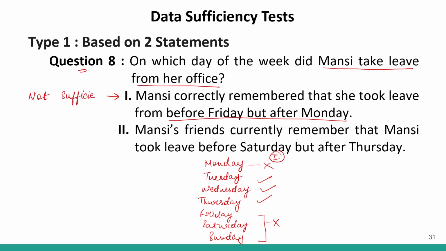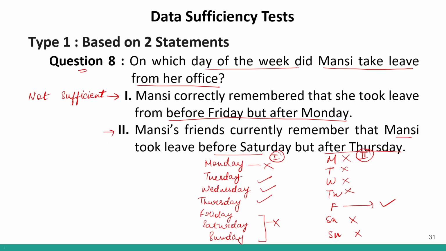Clear? Now, let us look at statement number 2. So again, Monday, Tuesday, Wednesday, Thursday, Friday, Saturday and Sunday. Statement 2 says that Mansi's friends currently remember that Mansi took leave before Saturday. So that means not on Saturday and Sunday, but after Thursday. So after Thursday means not on Thursday, Wednesday, Tuesday and Monday. She took a leave on Friday. Correct? Now, based on statement 2, can I find the answer to the question on which day of the week did Mansi take a leave? Yes. So I can say this is a sufficient statement.